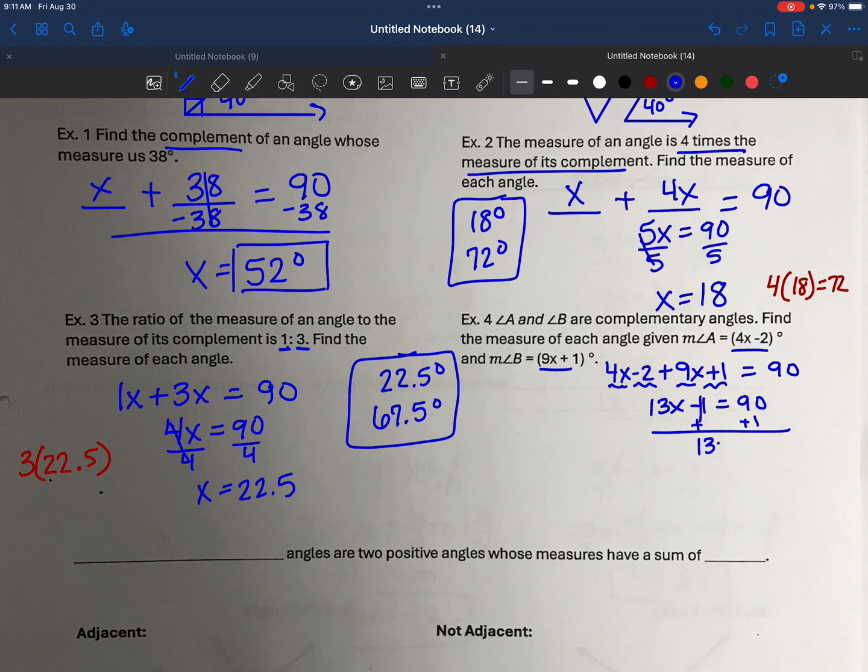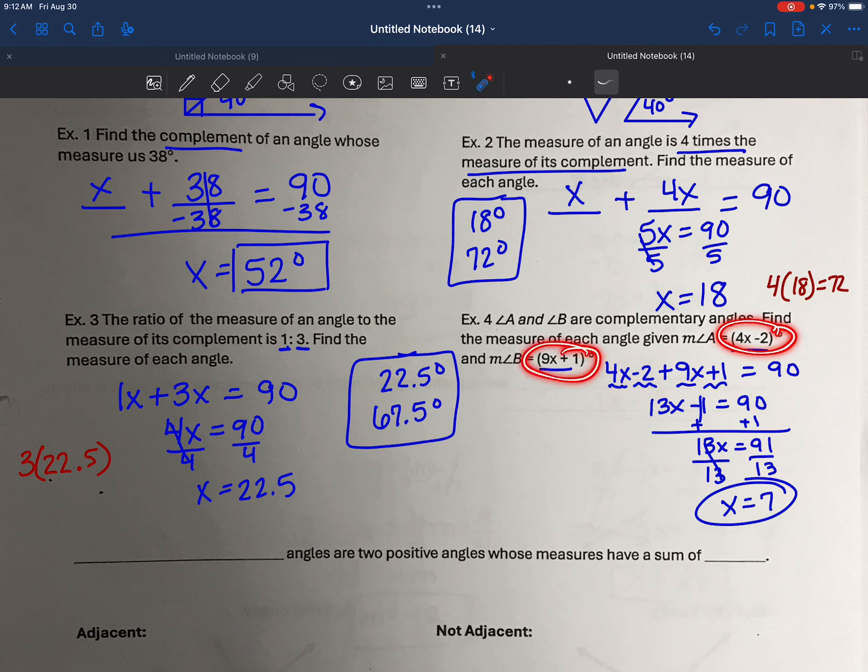Okay, Austin, what are my 2 steps to solve? Plus 1, divide by 13. Okay, so we get 13x is equal to 91, and then x would be equal to 7. So on this one, is one of these angles 7 degrees? No, right? Because neither angle is just x. This one's 4x minus 2. This one's 9x plus 1. So on both of these, I have to go plug back in.